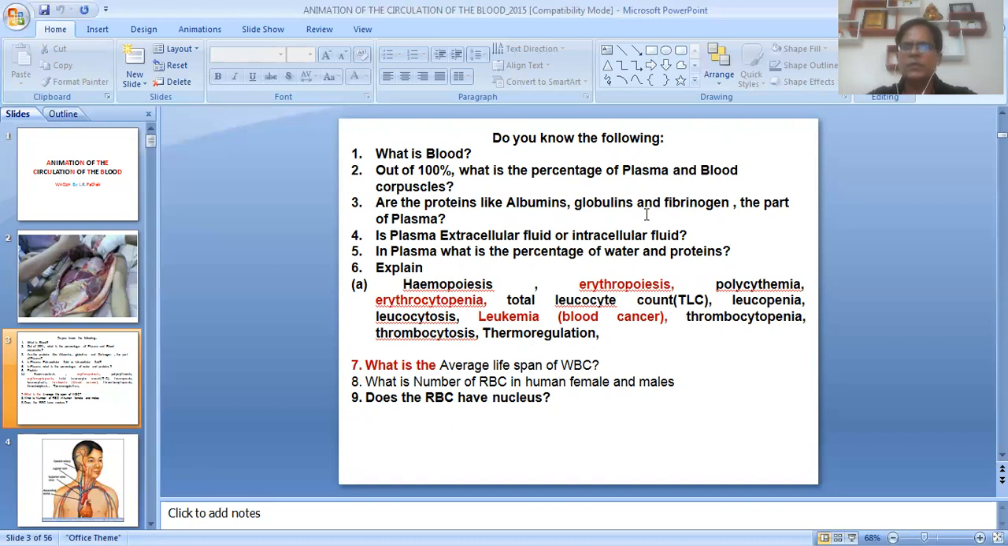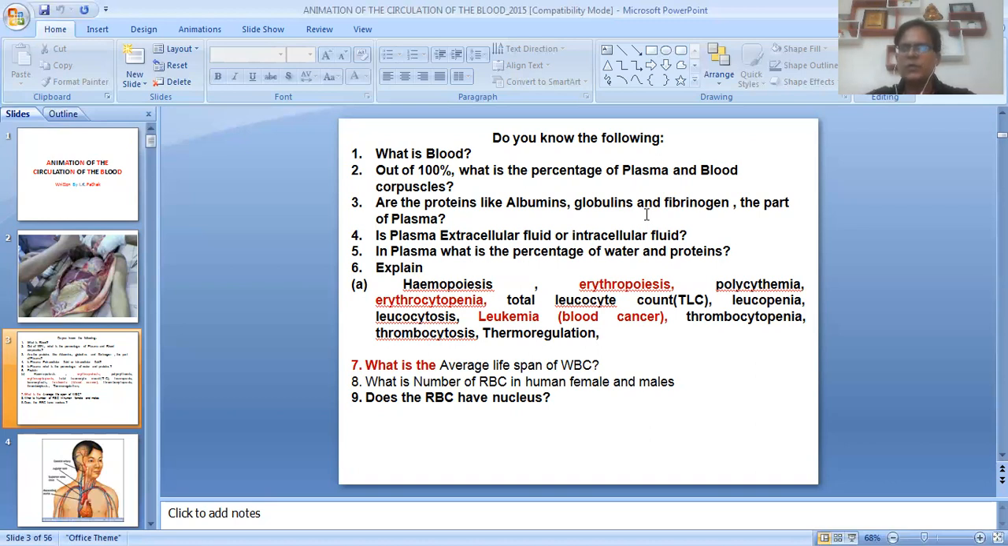After that, are proteins like albumins, globulins, and granulins part of plasma? You must have heard proteins like albumin, also globulin, and granulin. All these are proteins. So the question is, are these a part of plasma? Next one, is plasma extracellular fluid or intracellular fluid? Next one, in plasma, what is the percentage of water and protein?